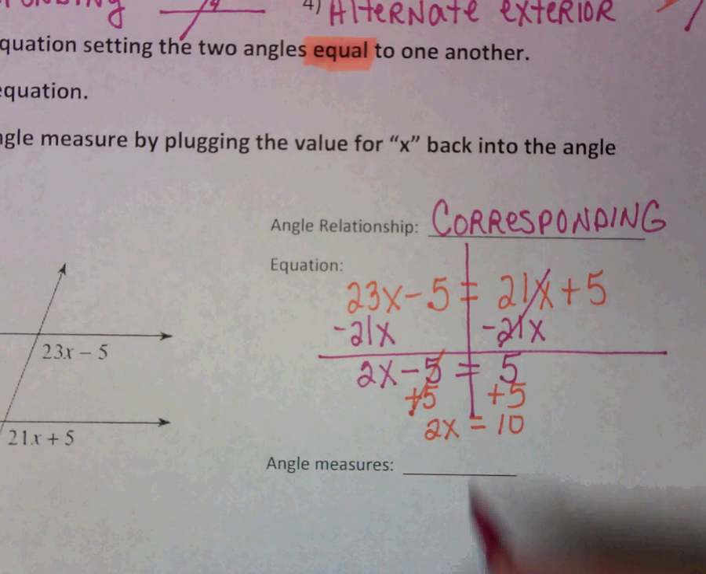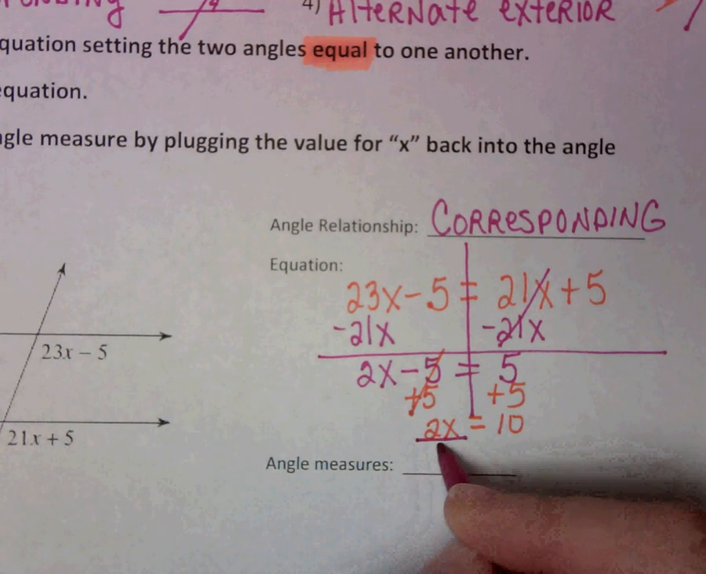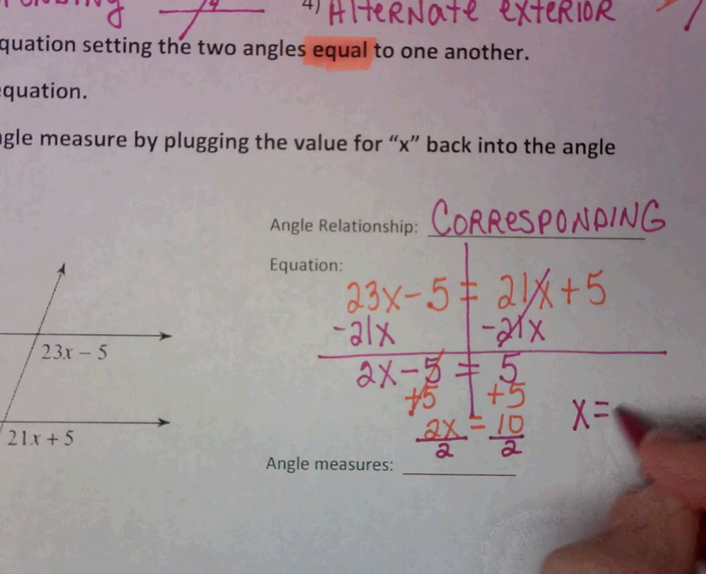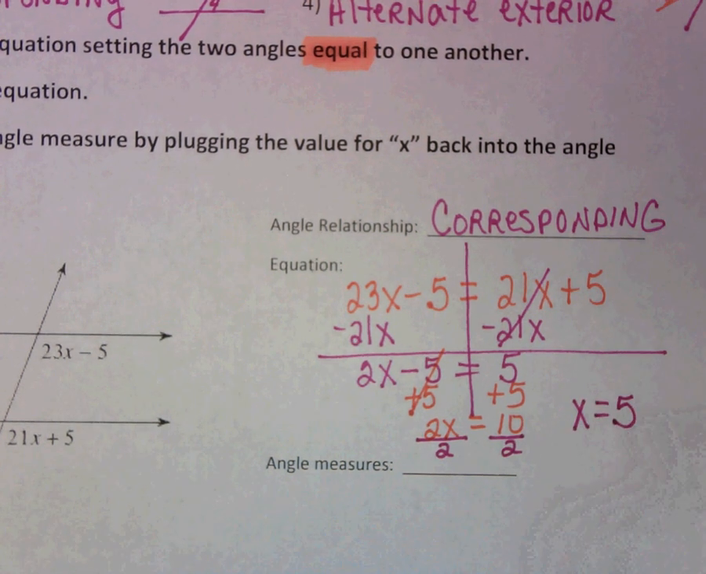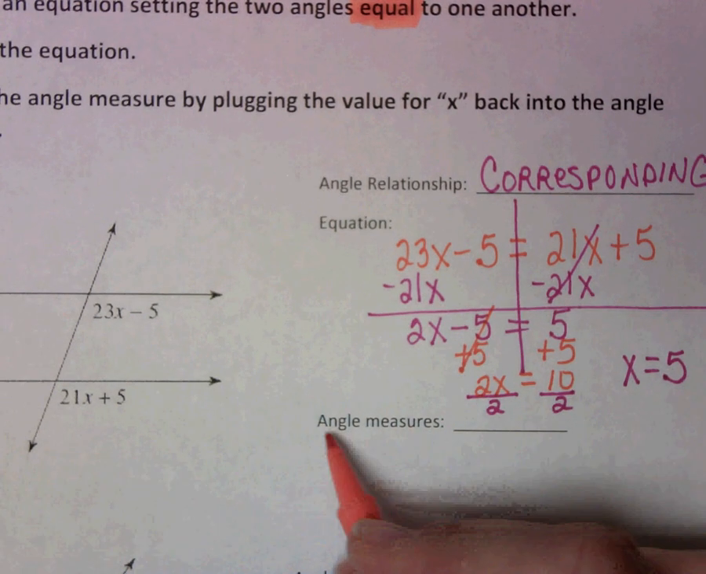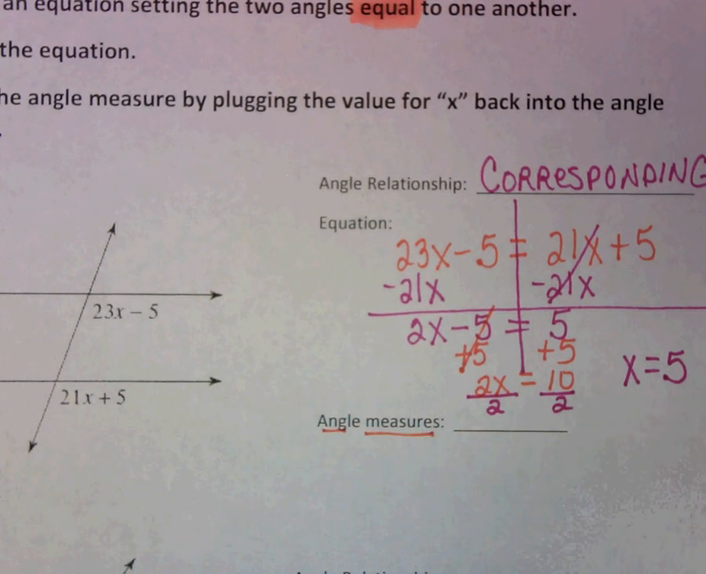And so now my last step, multiply or divide. So in this case, we're going to divide. And we get x equals 5. Now I solved the equation. Sometimes that's it. Sometimes that's all we have to do. But I want us to do the next step and find the angle measure.